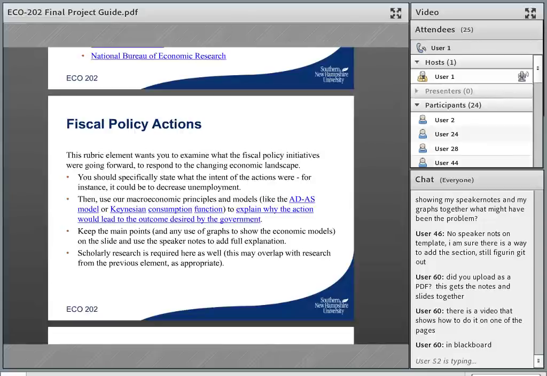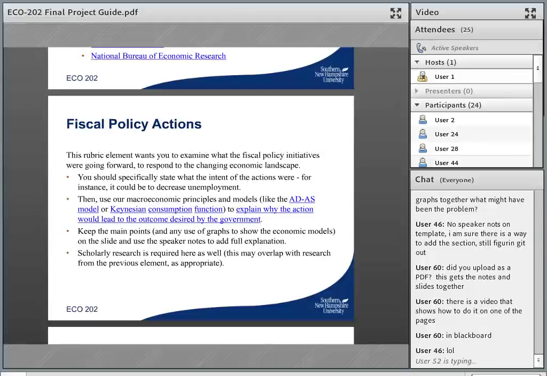So Chris says, no speaker notes on template. I'm sure there is a way to add the section, still figuring it out. Chris, that might have been in response to Deborah, so forgive me if that wasn't a question. Looks like everyone's responding to Deborah. Gosh, you guys are so helpful. Sorry, I should read all of them before I start answering.